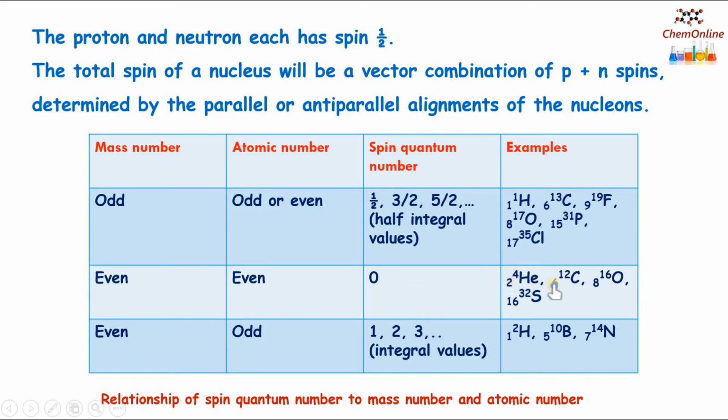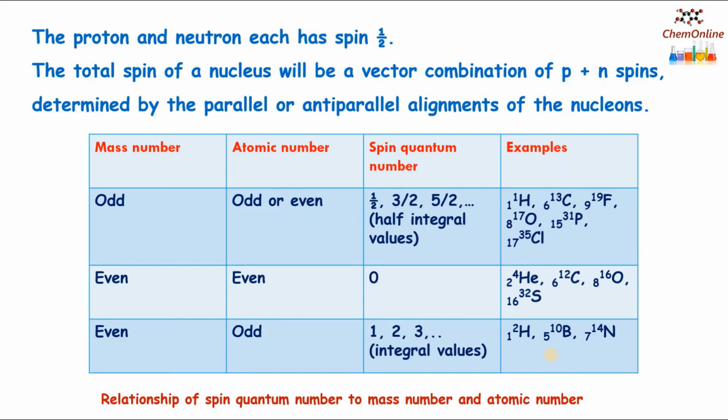For example, 2He4, 6C12, 8O16, etc. Both atomic number and mass number are even. And the last is if the mass number is even and the atomic number is odd. So such species will have the spin quantum number as integral values 1, 2, 3, etc. Example: 1H2, 5B10, 7N14, etc.